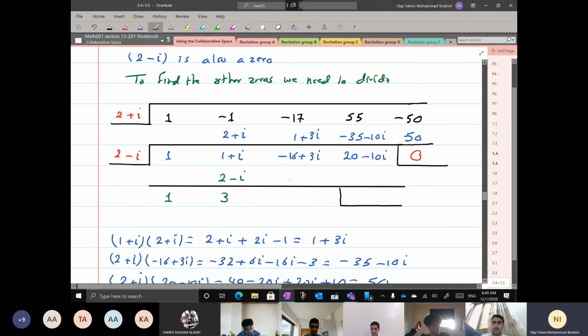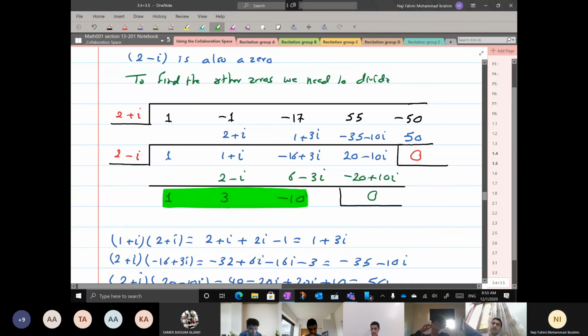2 minus i times 3 is 6 minus 3i. Add, we have negative 10. Multiply by 2 minus i. It's negative 20 plus 10i. Is the remainder 0 or not? Yes. Now we are dividing to find this factor. This is the other factor that we are looking for.